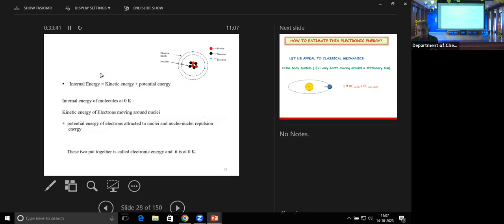Okay, now let us slightly expand it. The internal energy is kinetic energy plus potential energy. And what is it calculating at what? What we do is at 0K. Again, which is not our normal life, but I'm just telling you, your theory is at 0K, right? So the kinetic energy of electrons moving around the nuclei, potential energy of electrons attracted to nuclei, nuclear repulsion, and these two together is called electronic energy at 0K. Okay?